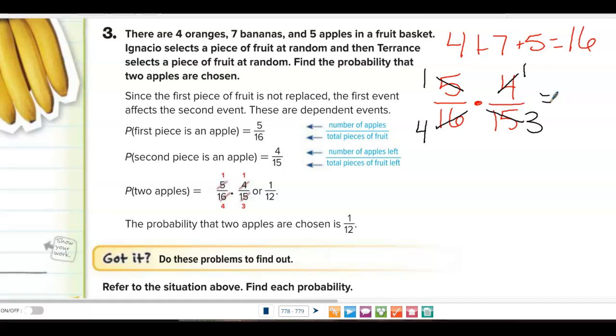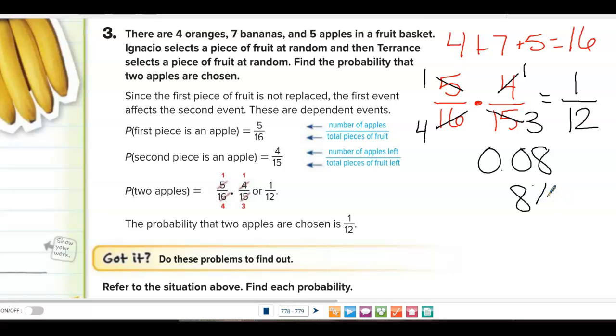1 times 1 is? You get 20 over 240. 4 times 3 is? 12. So 1/12, which is the same as what as a decimal? 8%. Are you sure? Yeah, so it's 8 hundredths, which is the same as 8%. So that would be it.